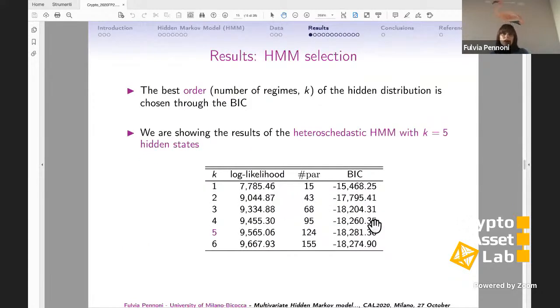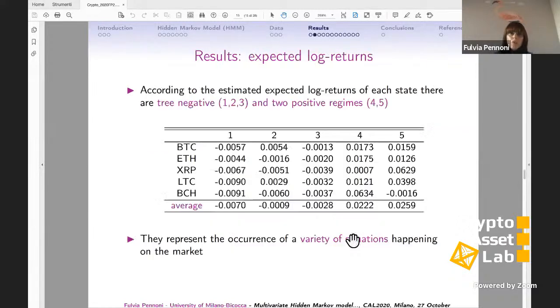Okay, the first results of our estimation concern the choice of the number of regimes. As I said to you before, this is made by the BIC. So in this table, I report the log likelihood at maximum when we estimate a hidden Markov model with the number of regimes ranging from 1 to 6. As we can see, the best model is selected with k equal to 5 hidden states. So the results I'm going to show you now are related to this model.